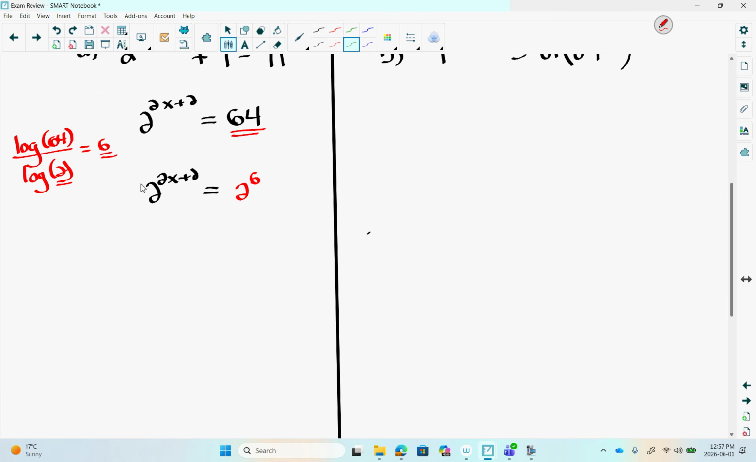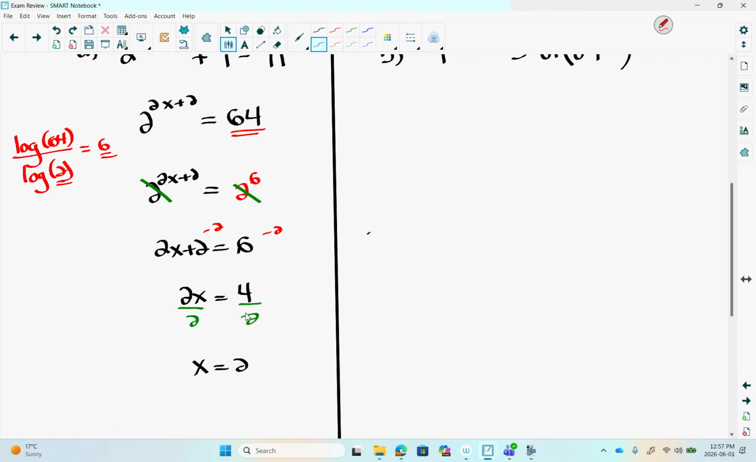Once you have a single base on the left and a single base on the right, you can drop the base and just compare the exponents by setting them equal to one another. Once again, to solve for x, I will subtract 2 from both sides, or move the positive 2 from the left to the right and make it a negative 2. 2x plus 2 minus 2 would leave 2x. 6 minus 2 would leave a 4. And then what would I do from there? Divide both sides by 2 and I get x equals 2.